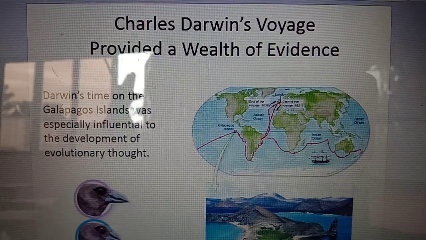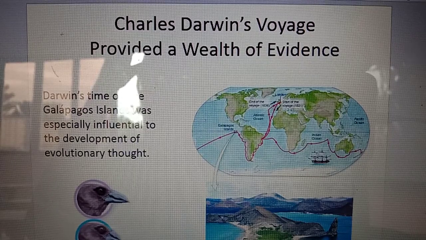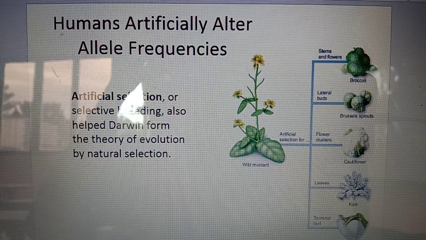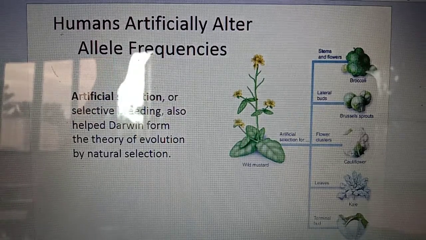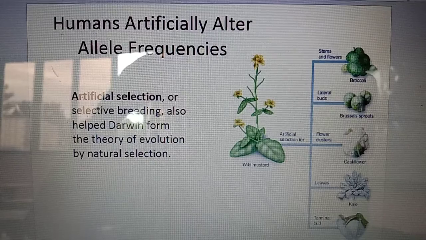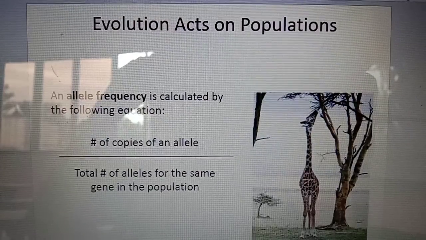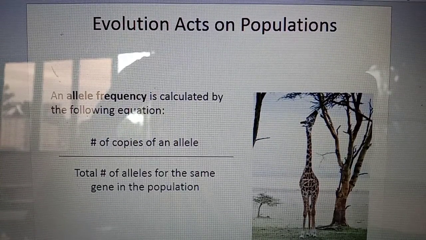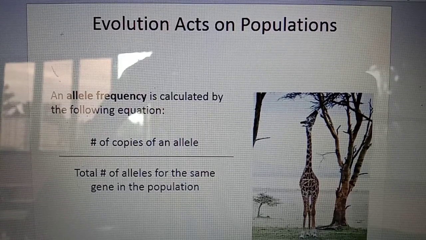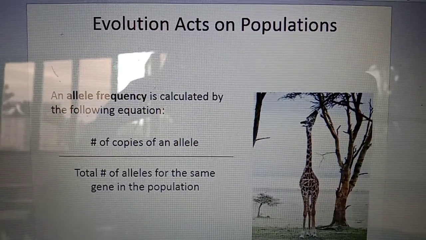Now, let's consider how humans artificially alter allele frequencies. Do you know what is an allele? An allele frequency is calculated by the following equation: the number of copies of an allele divided by the total number of alleles for the same gene in the population. That is what we call allele frequencies.